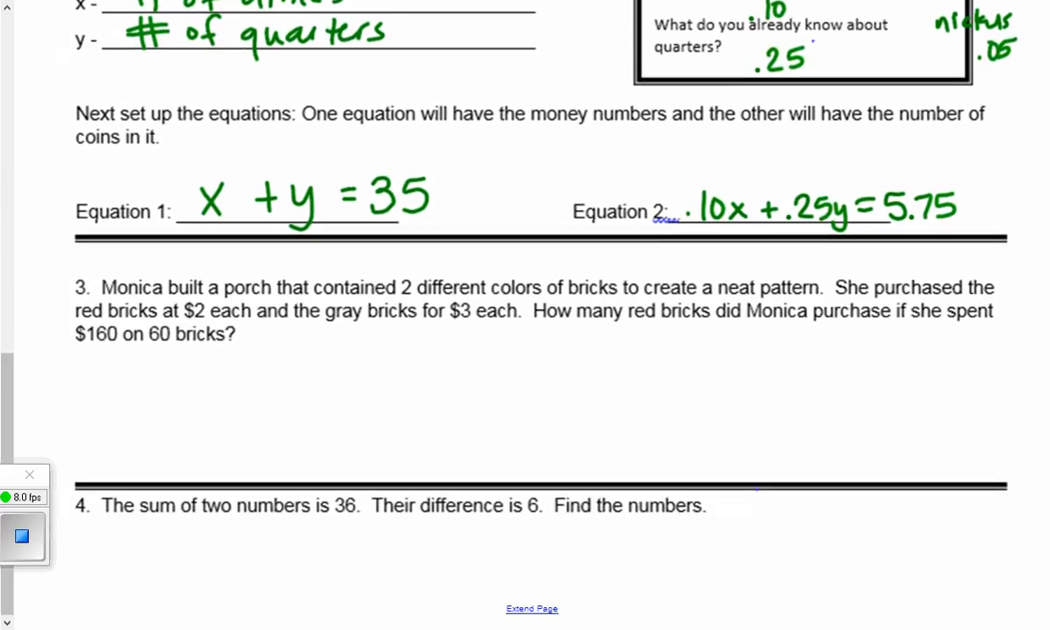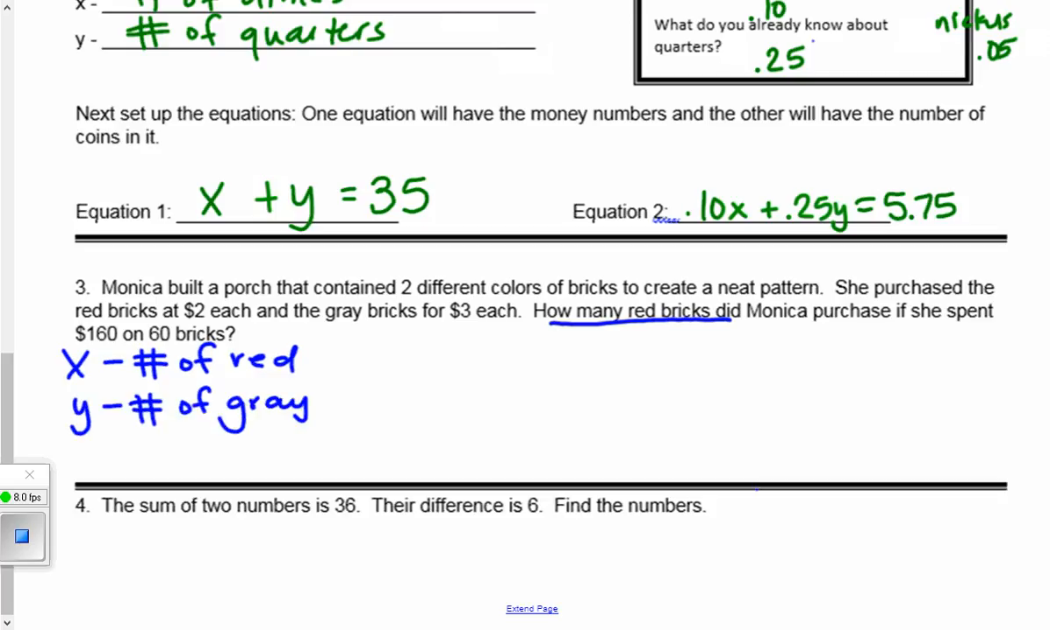Okay. Number 3, you'll notice that there's not blanks and stuff written down, but we're still going to do the same steps even if there's not blanks. So it says Monica built a porch that contained 2 different colors of bricks to create a neat pattern. She purchased the red bricks at $2 each and the gray bricks at $3 each. How many red bricks did she purchase if she spent $160 on 60 bricks? Well, again, the question helps us define our variables. How many red bricks? Let's say X is the number of red bricks, which means that Y would be the number of gray.